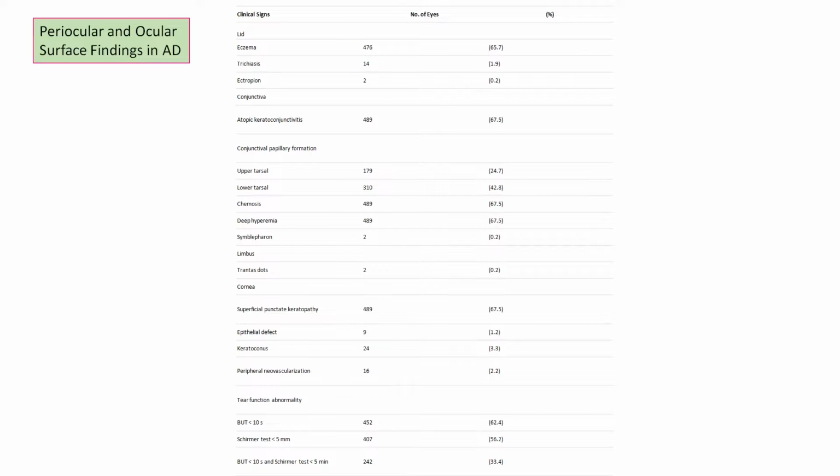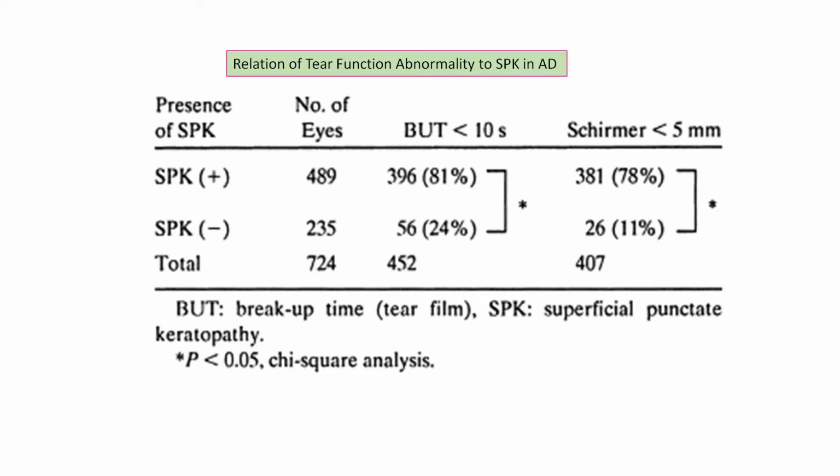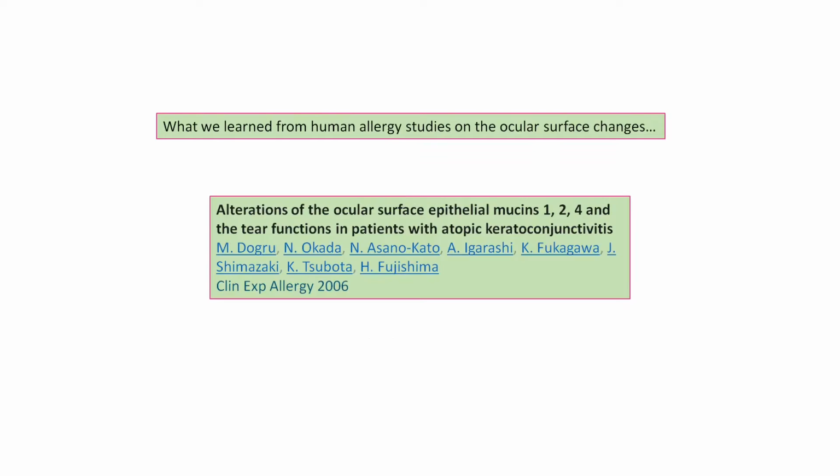Now, this study confirmed the presence of superficial punctate keratopathy and epithelial defects and dry eye disease in a vast majority of patients. And this slide demonstrates a higher extent of corneal epithelial disease in AKC patients with either short BUT or aqueous deficiency type of dry eyes.